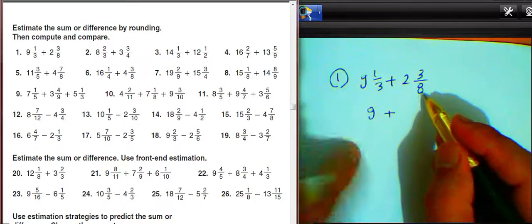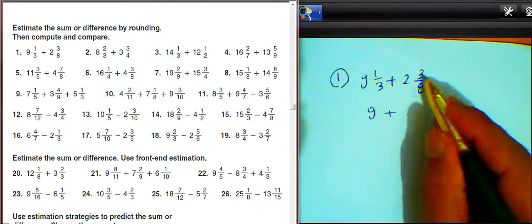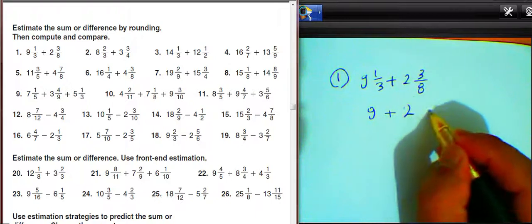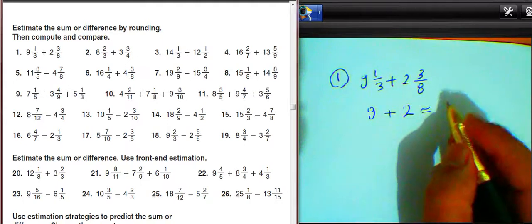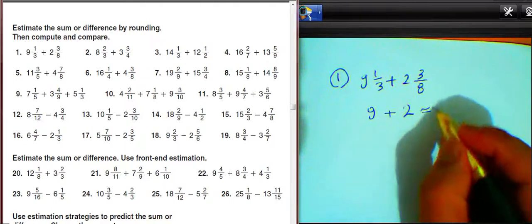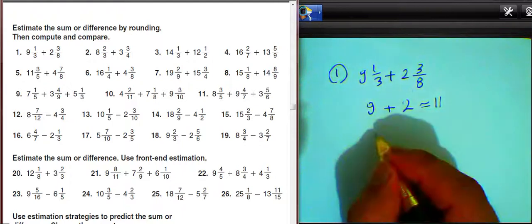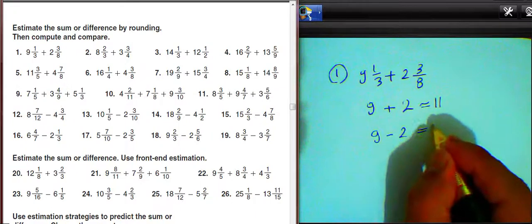And half of 8 equals 4. 3 is less than 4. So this number is nearest to 2. Summing these numbers, what do we get? 9 plus 2 equals 11. And what about the difference? The difference will be 9 subtract 2, which is 7.